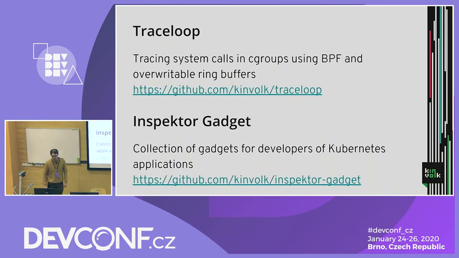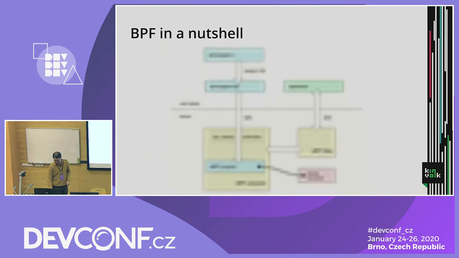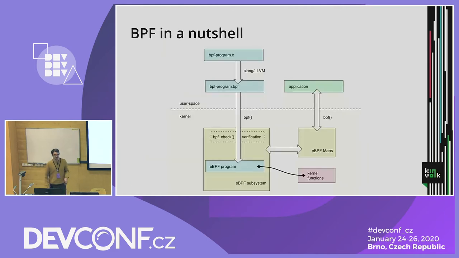So Traceloop is a tool to trace system calls in cgroups using BPF on overwritable perf ring buffers. And Inspektor Gadget is something on top of it running on Kubernetes. And one of the gadgets of Inspektor Gadget is Traceloop, to be able to use that on Kubernetes. So I will not go long on that.